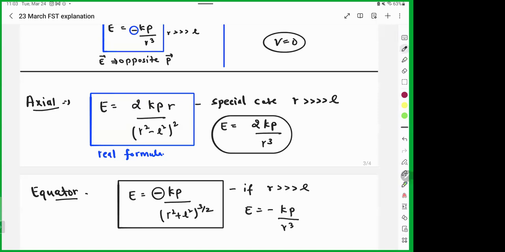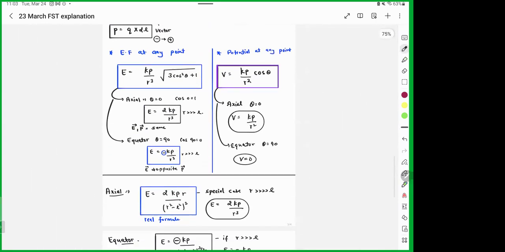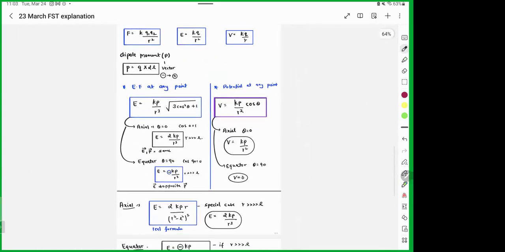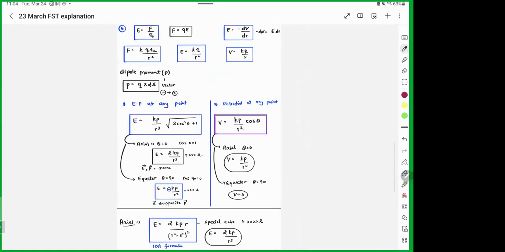Make sense, guys? Now ask your question and note down everything. If you know this, then you are just revising. If you don't know this, you are properly understanding how we are doing. Any doubt? Anybody?